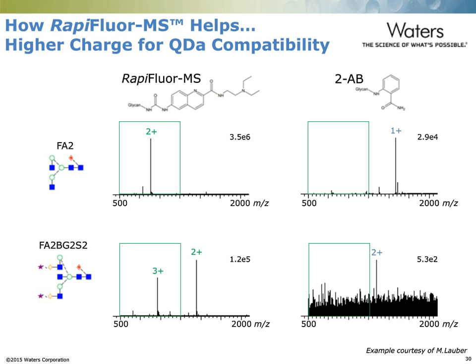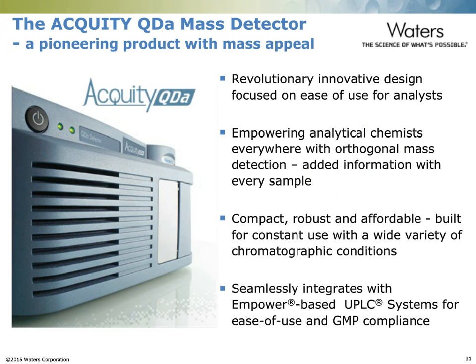The box highlighted in green indicates the mass range of the Acquity QDA. So the RapiFluor-MS label itself is enabling us to use something like an Acquity QDA for routine monitoring by mass. So now I'd like to discuss, at least to some extent, the Acquity QDA.